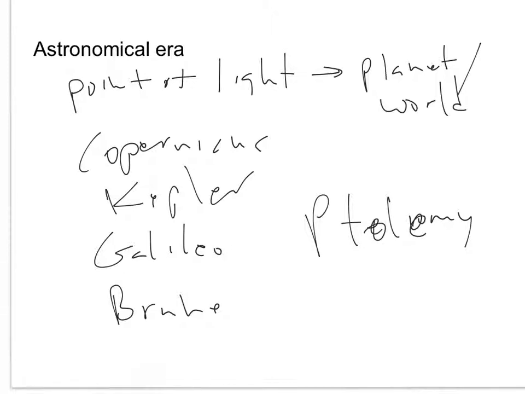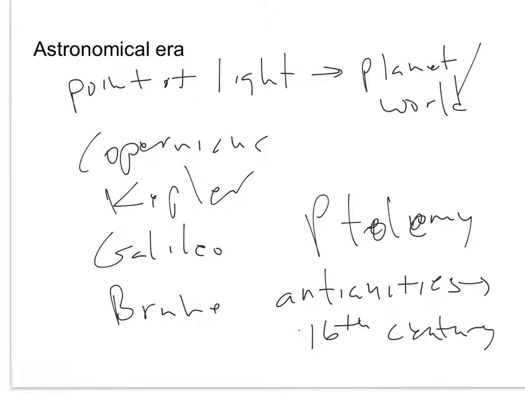And the system that was overthrown was the Ptolemaic geocentric system, but Ptolemy did a yeoman's work of pulling together all that was known about how the geocentric models of the universe worked, and was the authoritative figure. So we're talking here basically antiquities through about the 16th century. Okay. Fundamental change in our worldview. Earth not at the center of the solar system, but the sun is.